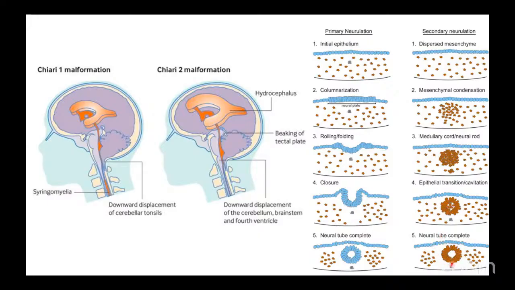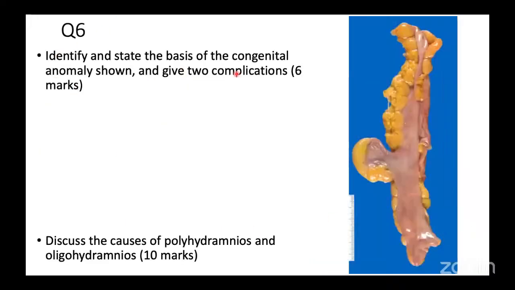Then the third component is junctional neurulation, where the primary and the secondary neural tubes fuse together. So if you get such a question, make sure you can describe all those processes: primary neurulation, secondary neurulation, junctional neurulation. All right, question 6: identify the basis of the anomaly shown and give two complications of this one. Then part B, describe the causes of polyhydramnios and oligohydramnios. This is a question related to your fetal membranes. So just think about it for a minute and then we look at the answers.